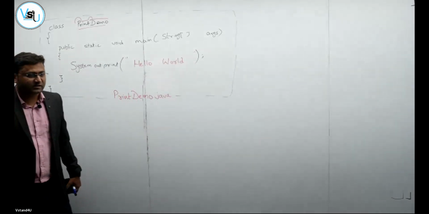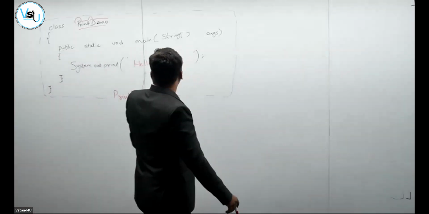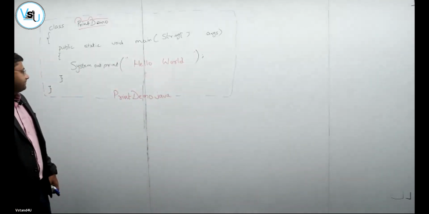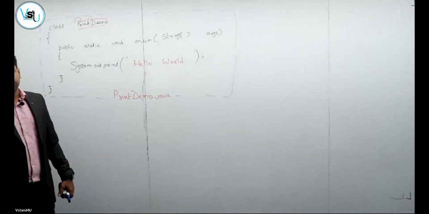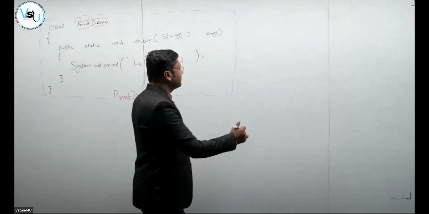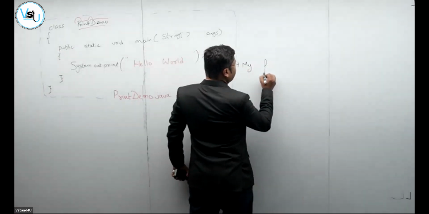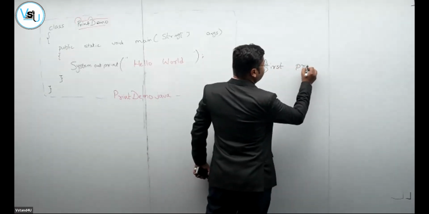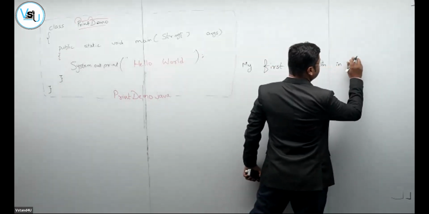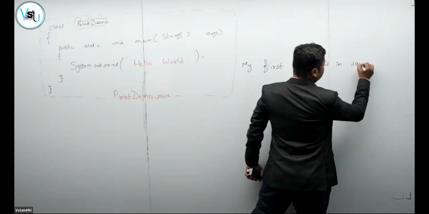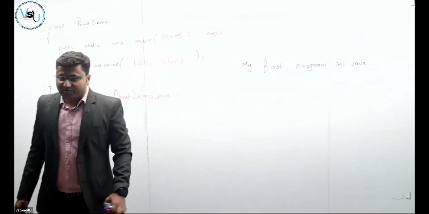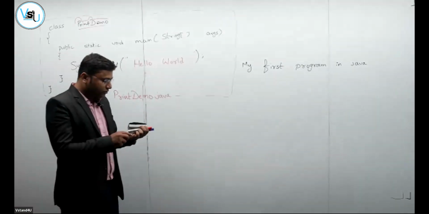If my class name has multiple words, say for example, my class name is print my first program in Java. Are you getting my point? Say I want to save my class name as my first program in Java. This is the name I need to save. Is this the way I should save the class name? Is this the way I should save the file name? Then what should I do, sir?